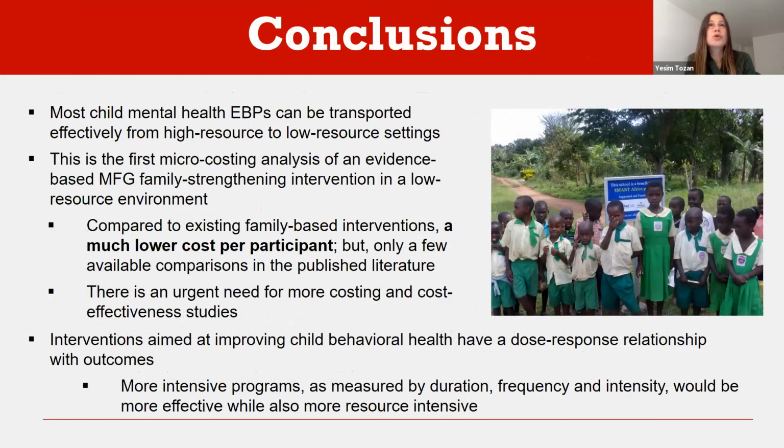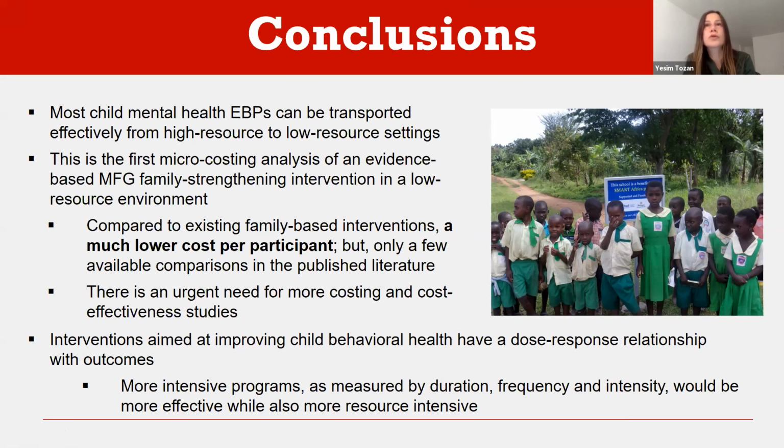To conclude, most child mental health evidence-based practices can be transported effectively from high resource to low resource settings. We have strong evidence on that. This study and other studies in Ghana and Kenya have been building this evidence base. We have the first microcosting analysis for the family strengthening intervention in a resource constrained environment. Compared to existing family-based interventions, we have seen a much lower cost per participant. However, the published literature is very thin, and we look forward to seeing the results of other studies to understand whether it is possible to have more efficiencies in intervention delivery, or just for comparison purposes.